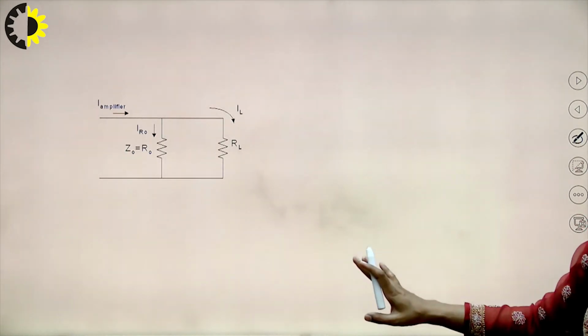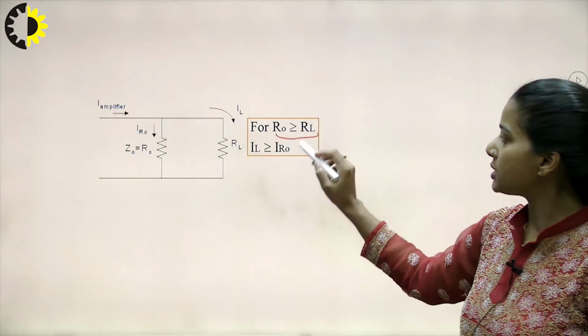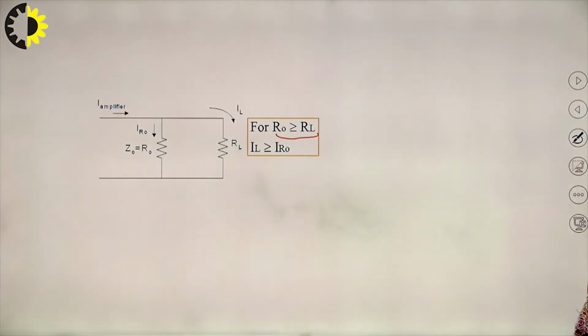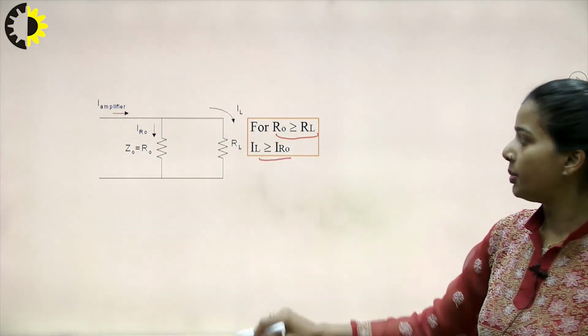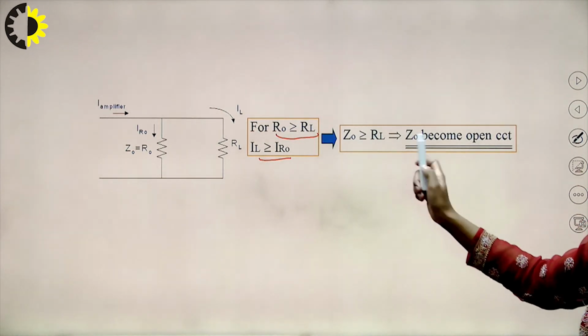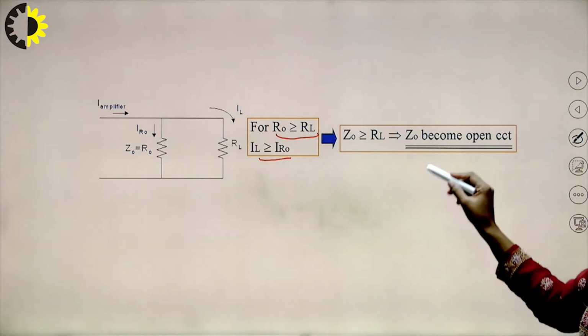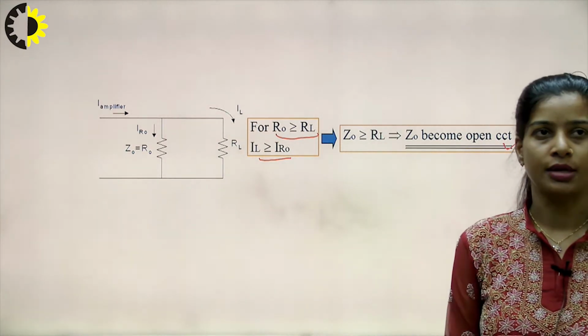For an amplifier circuit, with the condition that R naught is very much greater than the load resistance, IL should be greater than I R naught, then we have Z naught greater than ZL. So, Z naught becomes open circuited.